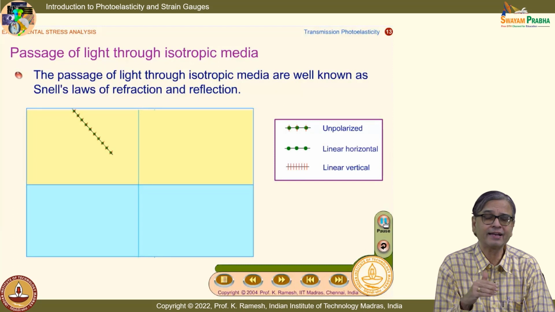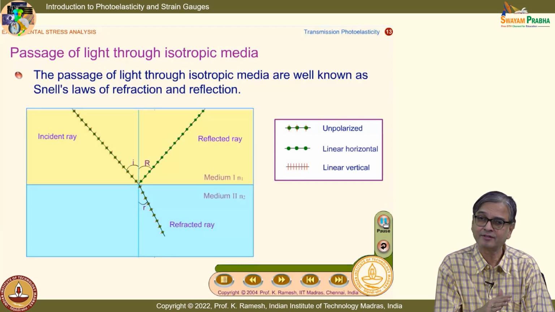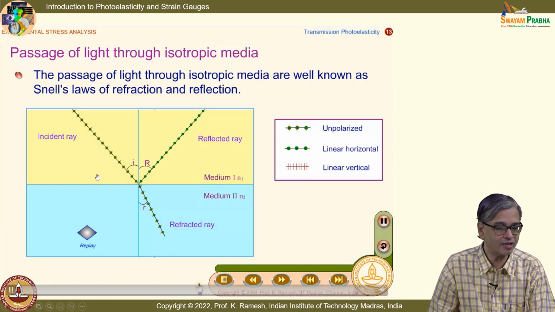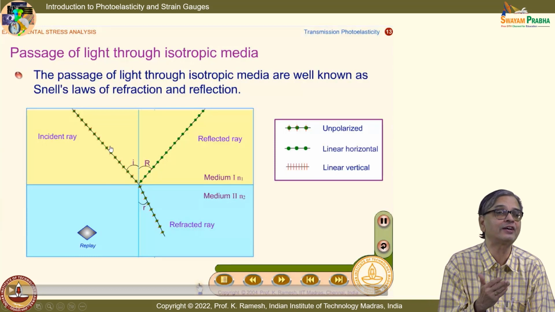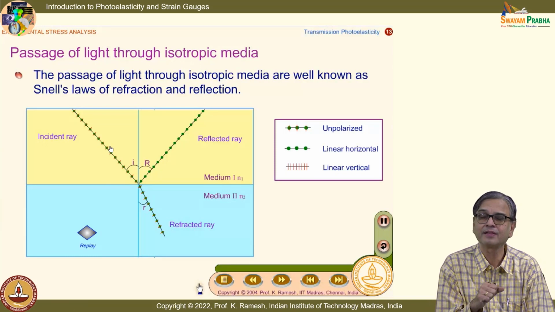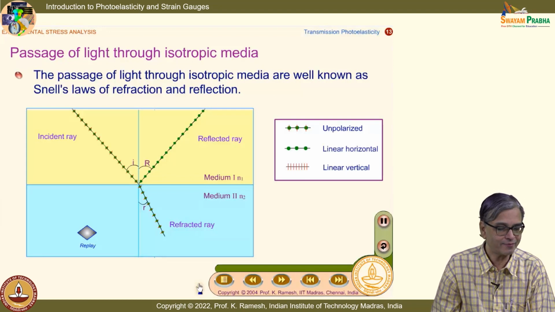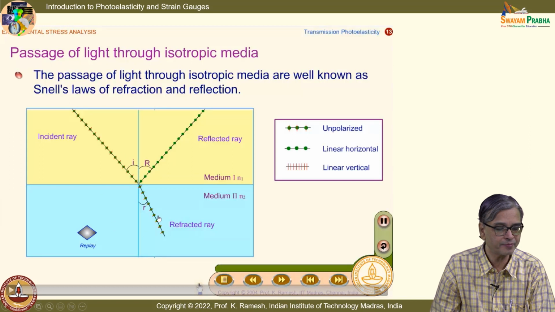Okay. I can have elastically isotropic, optically anisotropic. All those combinations are possible. This you have studied in your high school physics. You might have also determined the refractive index of a glass prism, and you would have put pins and then identified this. So, you have a famous Snell's law.